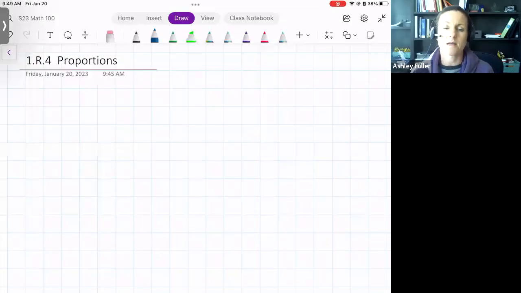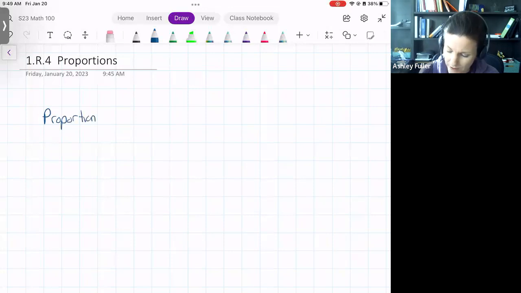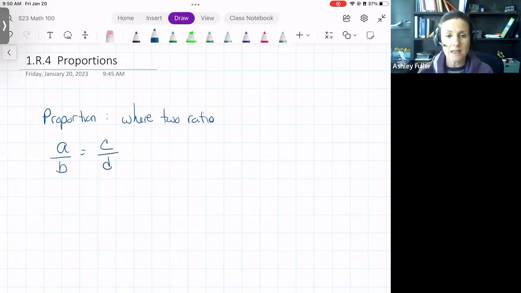Another skill that's going to help us a great deal when we get into solving rational equations, or those with fractions, is the idea of a proportion. A proportion is simply where two ratios are equal. And in a ratio, all we're doing is comparing two numbers. So something like A over B is a ratio. And when we set it equal to another ratio, C over D, this is called a proportion.